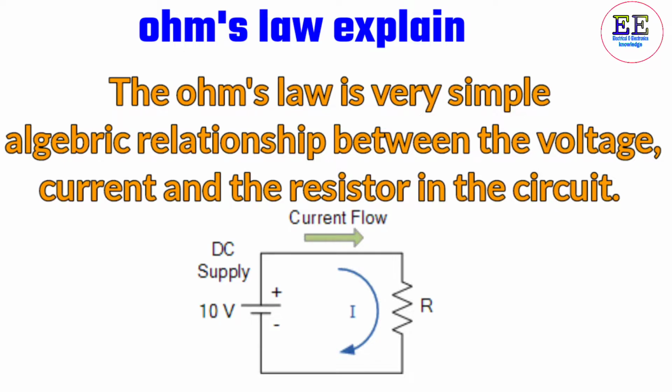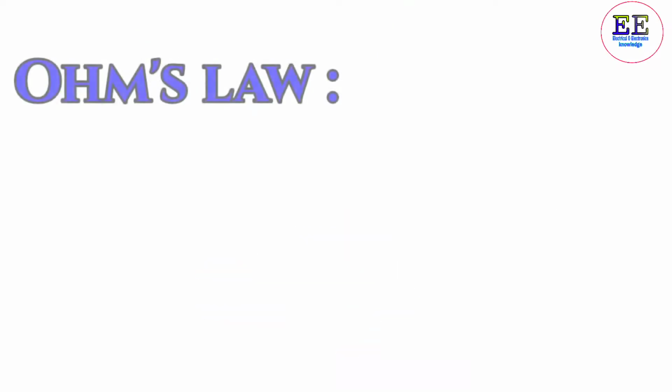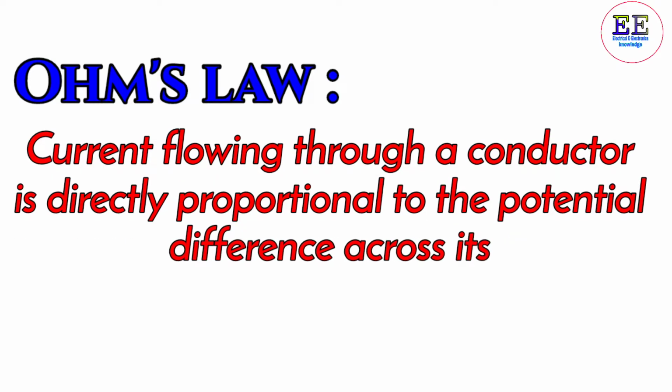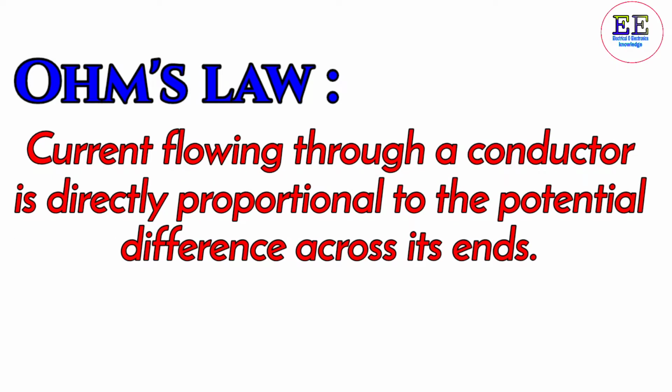So the current which is flowing through this resistor R is directly proportional to the voltage applied across it, and it is inversely proportional to the resistance of this resistor. So Ohm's law is: current flowing through a conductor is directly proportional to the potential difference across its ends.